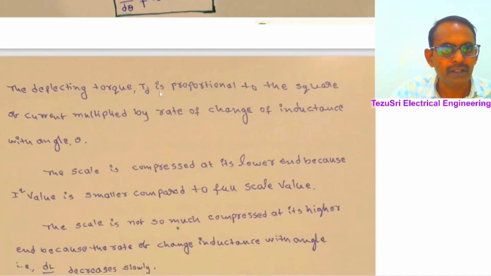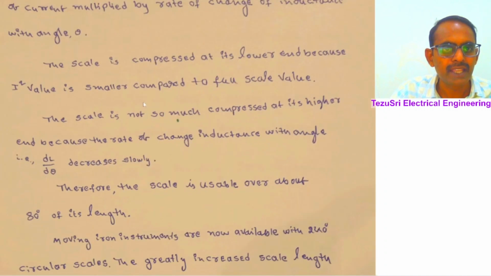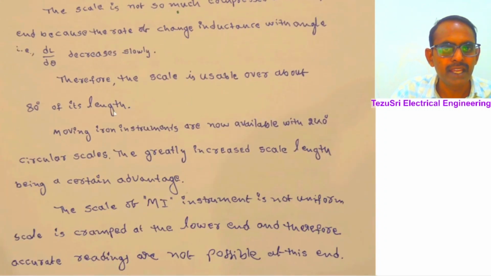Therefore, the deflecting torque is proportional to the square of the current multiplied by the rate of change of inductance with angle theta. The scale is compressed at its lower end because the current value is smaller compared with the full scale value. The scale is not so much compressed at its higher end because the rate of change of inductance with angular deflection, dL by d theta, decreases slowly. Therefore, the scale is used over about 80 degrees of its length.